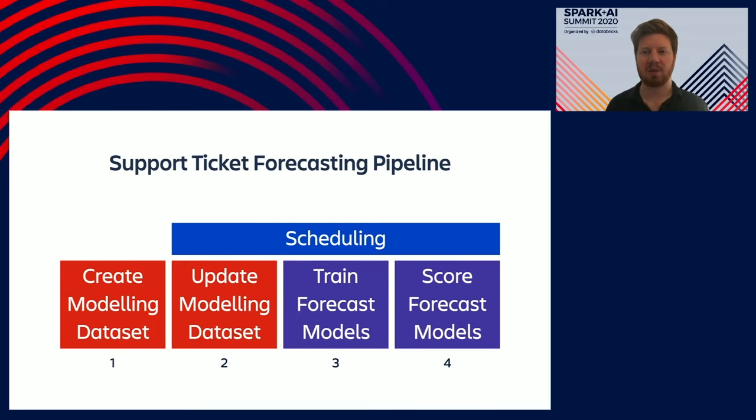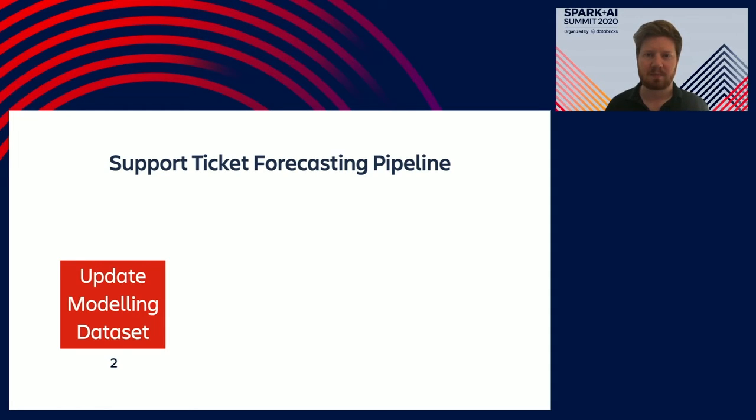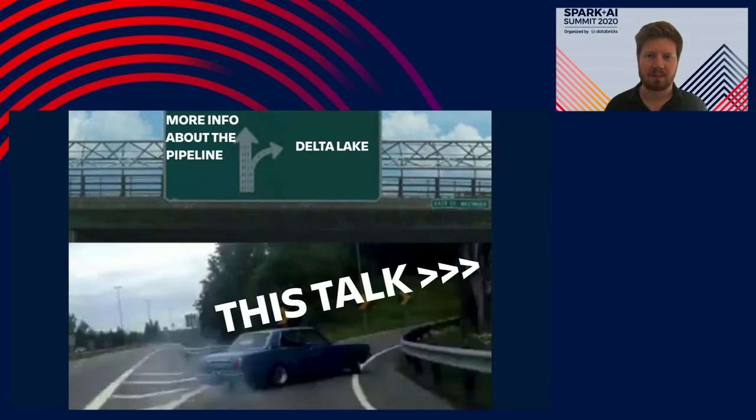Going back to that high-level view, we're using Delta Lake in steps 1 and 2. For step 1, we're doing a one-off creation of a modeling dataset, which is all just boring SQL. So what I've shown you here is the important part of the syntax, using Delta. This is how you create a Delta table in Databricks, and it's super easy. But this is where it gets really cool. Every month, we run a scheduled job to update the modeling dataset. But that update doesn't just overwrite the table, it merges changes and retains history using Delta Lake. So let's take a bit of a detour and talk about this Delta Lake thing.